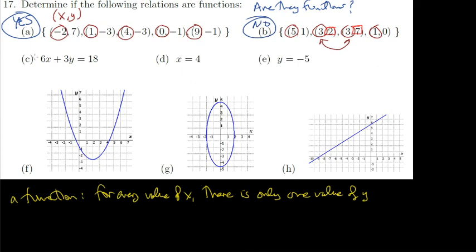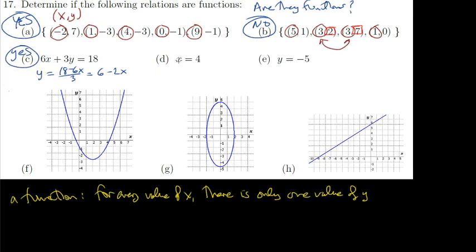Okay, part C. Now part C is a little tricky, but if you solve for y here, y is going to be, let's see, 18 minus 6x over 3. Or if you prefer, it's just 6 minus 2x. So this is just a straight line, y equals mx plus b, right? Something like this. And every x has only one y. It satisfies the vertical line test. So the answer to part C is also yes.